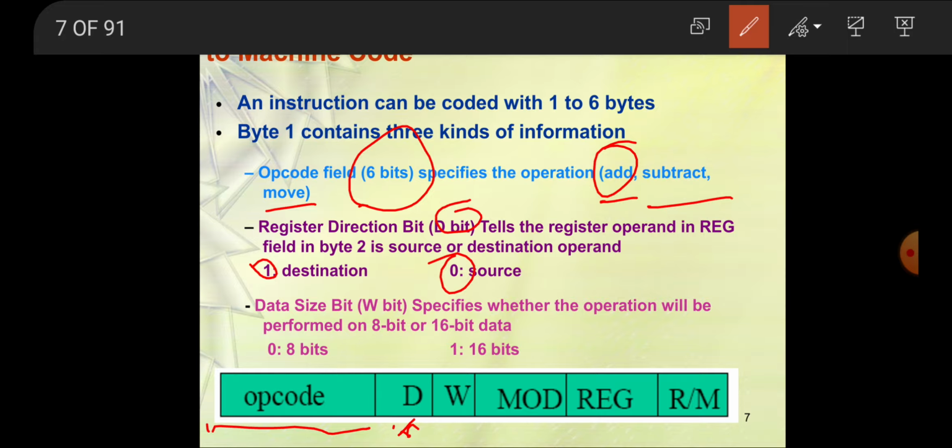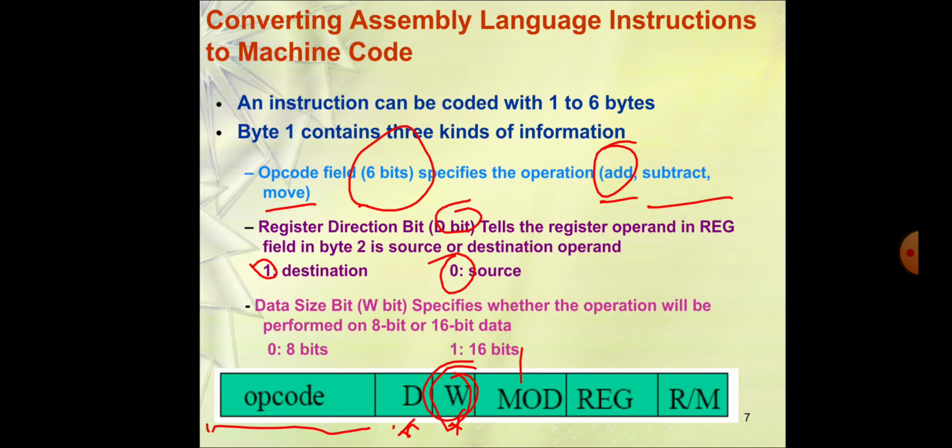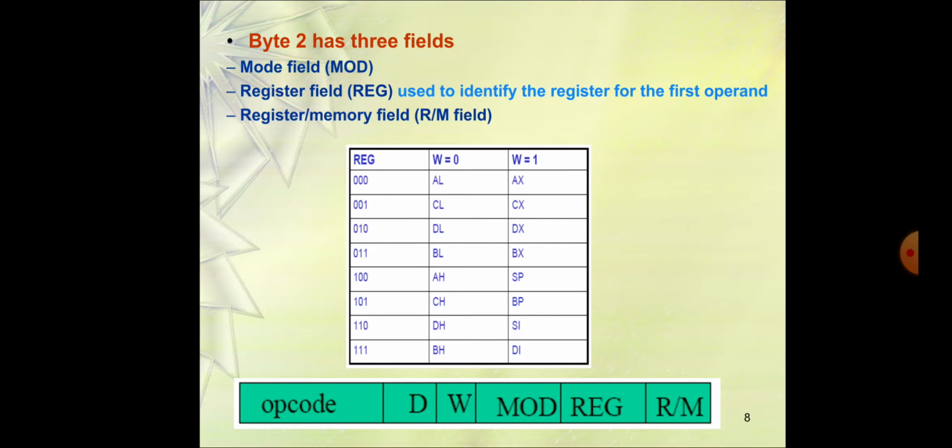Now the data size bit, shown by W, specifies whether the operation will be performed on 8-bit or 16-bit data. If the operation is performed on 8 bits, this bit is set to 0, and if the operation is performed on 16 bits, then the W bit is set to 1. So this is how assembly language can be converted into machine language. Now byte 2 has 3 fields.